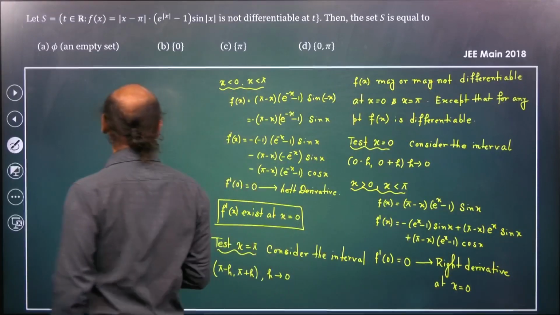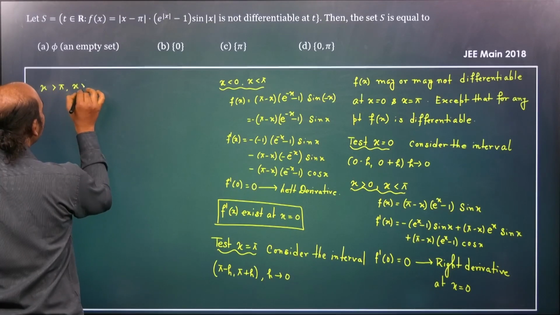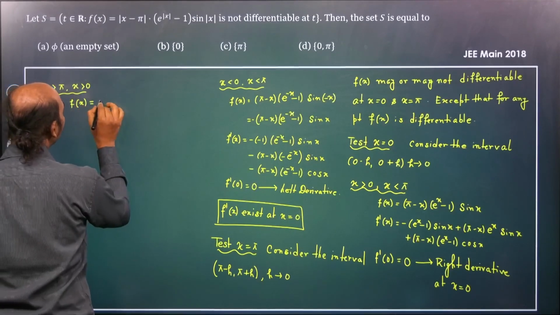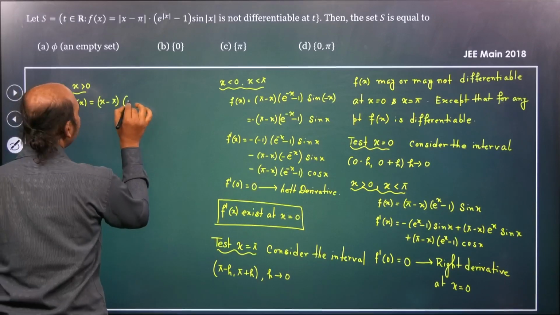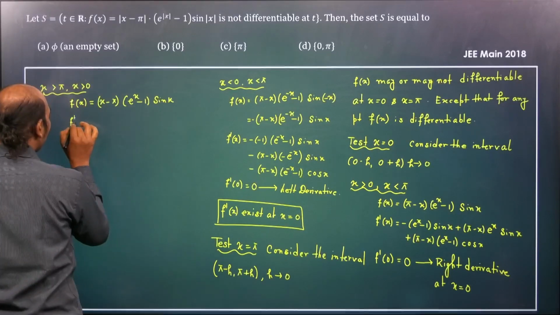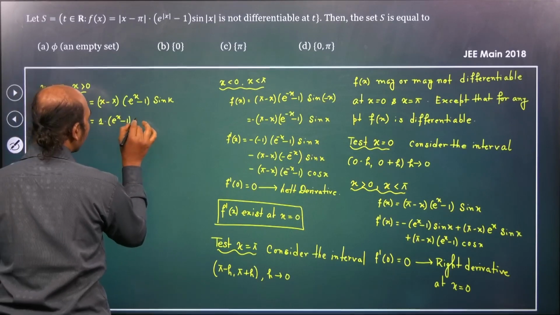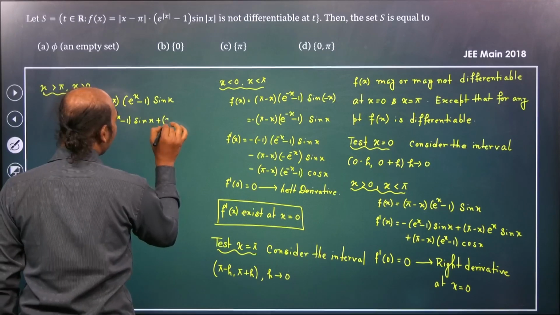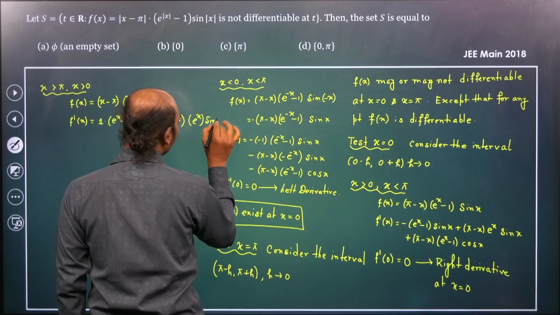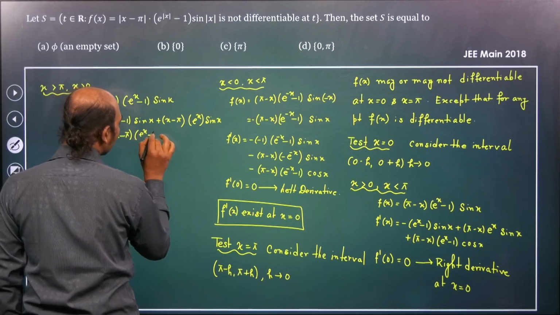Let's see. If I consider the condition that x is greater than pi, then x is greater than 0. In that case, my function f(x) is obviously equal to (x minus pi) e to the power (x minus 1) sine x. Let's differentiate it. So f dash x gives me 1 into e to the power (x minus 1) sine x, the next term is (x minus pi) e to the power x sine x, plus (x minus pi) e to the power (x minus 1) cos x.